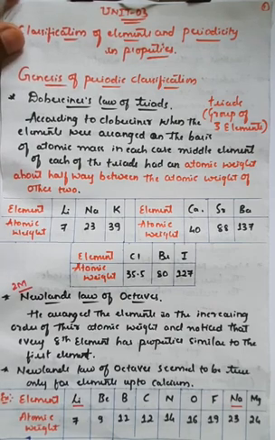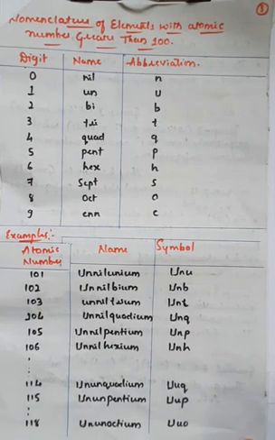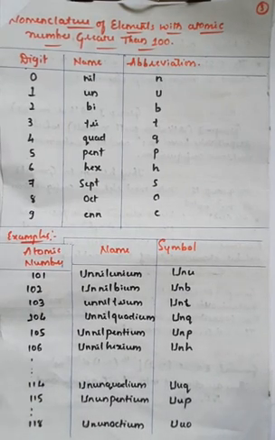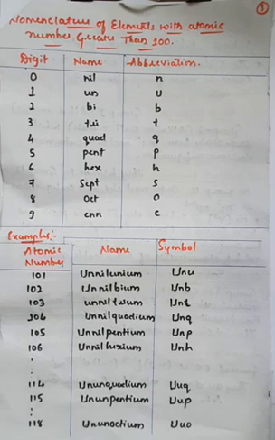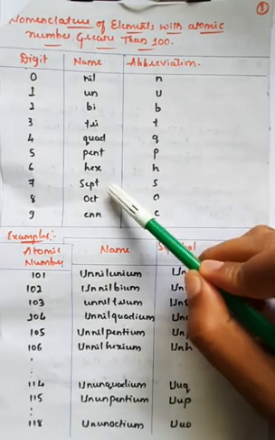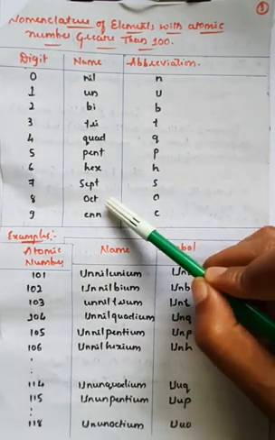Along with that, we have also studied the nomenclature of the elements with atomic number greater than 100. I have already explained the digit, name and abbreviation, and I have also given some examples to solve, and explained how to name elements with atomic number greater than 100. So 0 is called nil, 1 is un, 2 is bi, 3 is tri, 4 is quad, 5 is pent, 6 is hex, 7 is sept, 8 is oct, and 9 is enn.